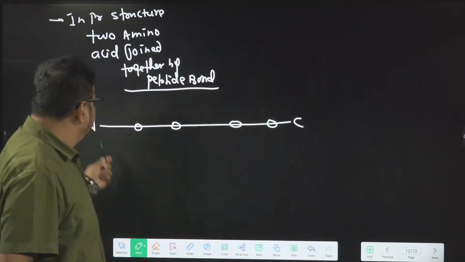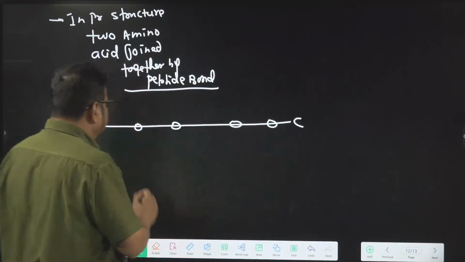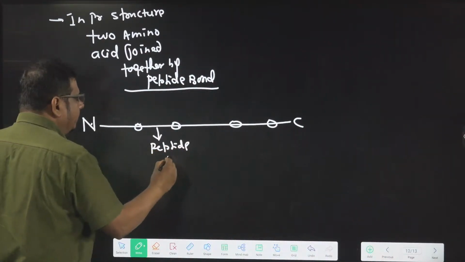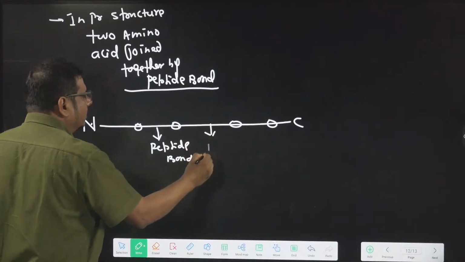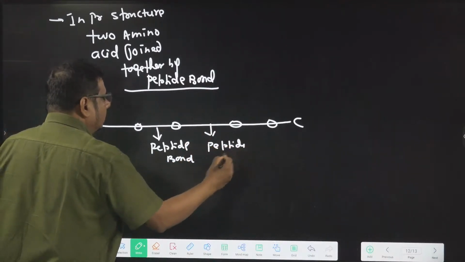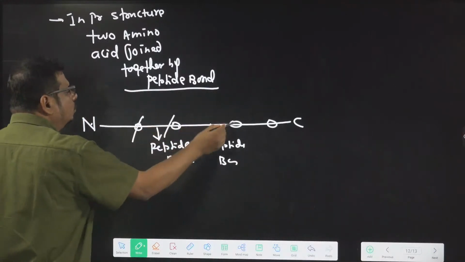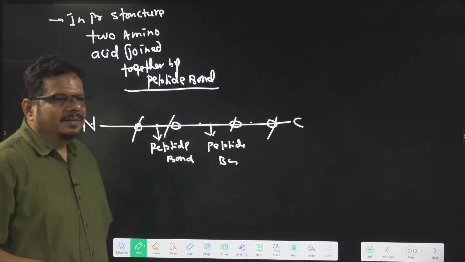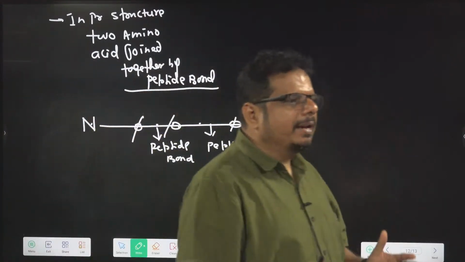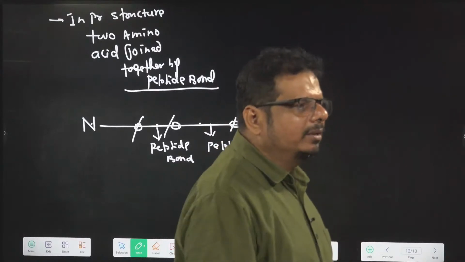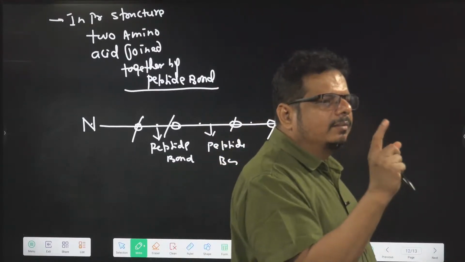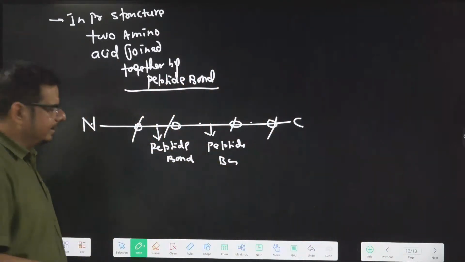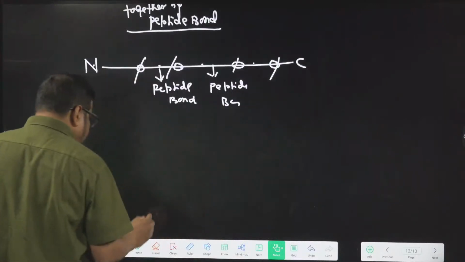So here is the N terminal, here is the C terminal, and these are the amino acids, and between two amino acids is which bond? Peptide bond. Here is another peptide bond. How many amino acids are there? 1, 2, 3, 4. How many peptide bonds? 1, 2, 3. So 4 amino acids, 3 peptide bonds; 100 amino acids, 99 peptide bonds. Two amino acids joined together by 1 peptide bond is called a dipeptide. Clear in the mind or not?